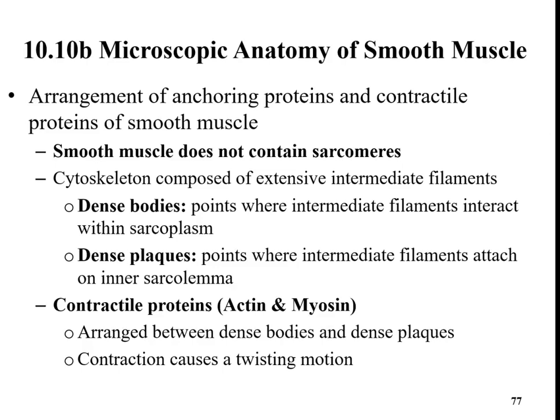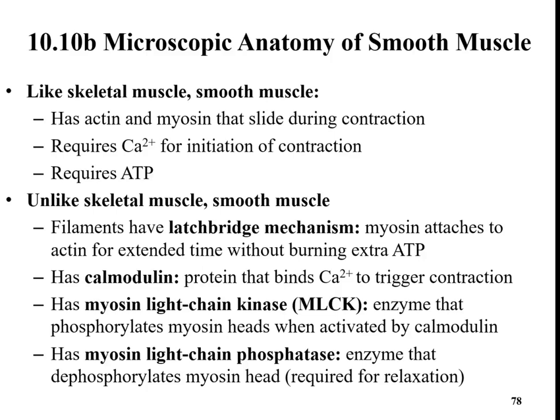The contractile proteins, again, are going to be actin and myosin. These are arranged between the dense bodies and the dense plaques. And contraction is going to cause a twisting motion, okay? We said like skeletal muscle, smooth muscle has actin and myosin that slide during contraction. Smooth muscle also requires calcium for initiation of contraction and requires ATP.